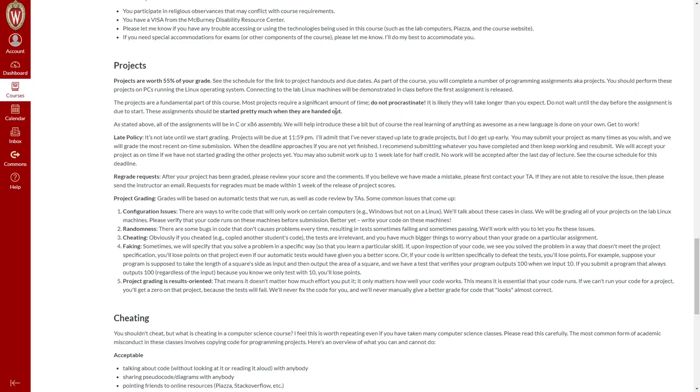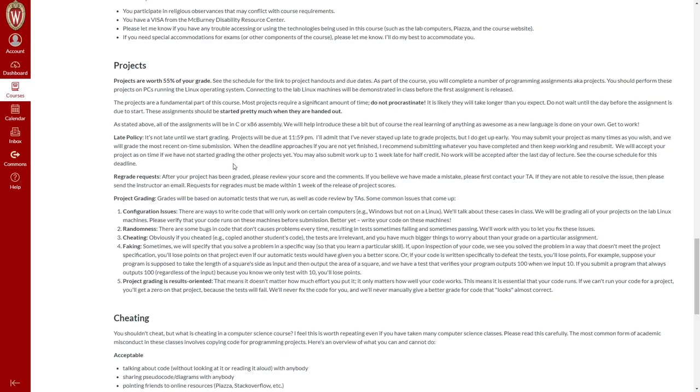So the projects are hard and they do take a lot of time. And with the 8-week summer schedule, there's not a lot of days, so it's important to keep up with this. Start on them pretty much as soon as they're released. And all of the assignments are going to be in the C programming language or x86 assembly. So two awesome learning opportunities.